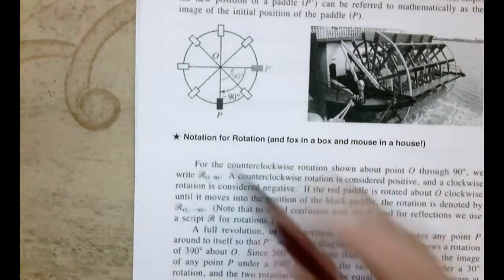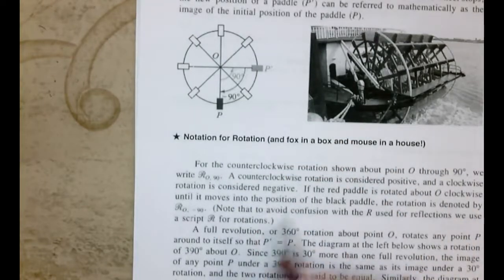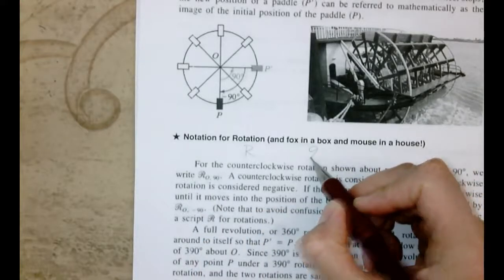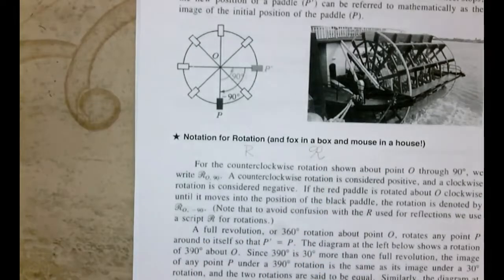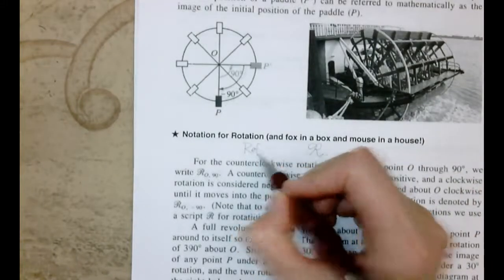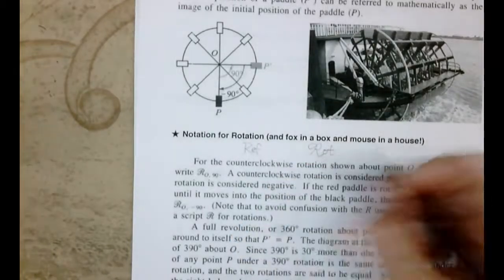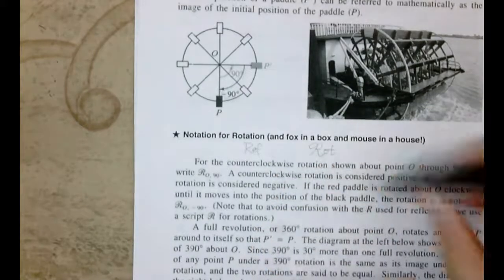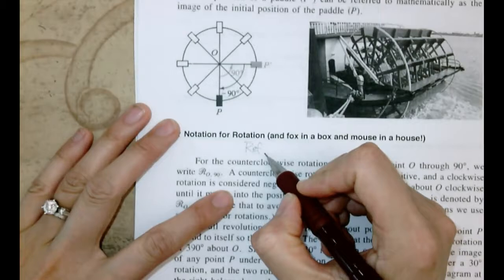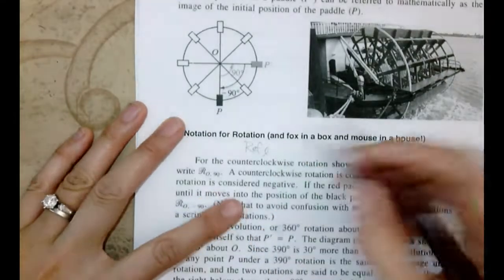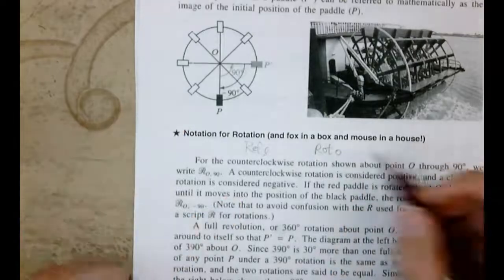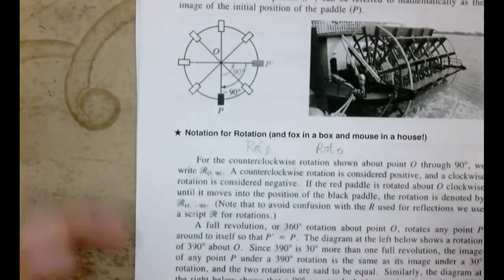Now, you remember when we did the reflection, the textbook used this notation, and for rotation they do something similar. But since that's going to be confusing for us, we should write it out for reflection and rotation. So for reflection, you write the axis of reflection, like a line, and for rotation, you should write the center of rotation, or origin, or coordinate, or point, or whatever it is.